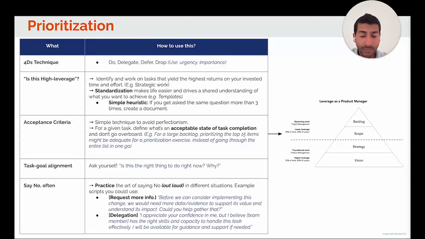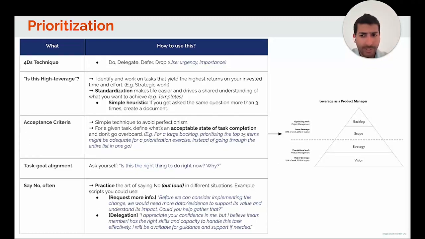So strategic work, for instance, is usually high leverage, right, versus, say, something that's more execution focused, which, while it's important, is not necessarily high leverage. It's more of an optimization, and it's something that you do day in and day out. So be able to recognize and distinguish between what is high leverage versus not, because that's where you want to be spending most of your time.